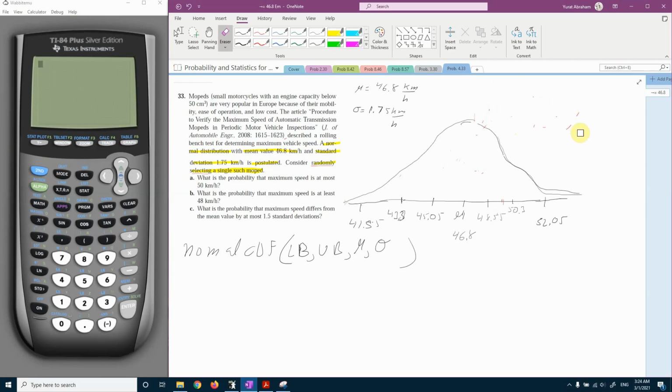Erase this really quick. Right. Now they're asking, what is the probability that the maximum speed is at least 48 kilometers per hour? So at least, let's talk about the other way around. 48 is somewhere right here, okay? So at least, they talk about this side of the bell curve. So they want to know what is that probability, either in percentage or in decimal.